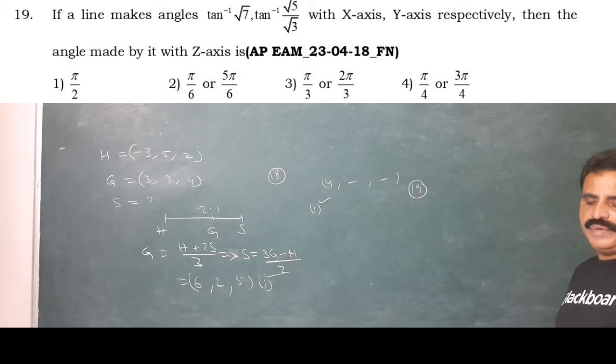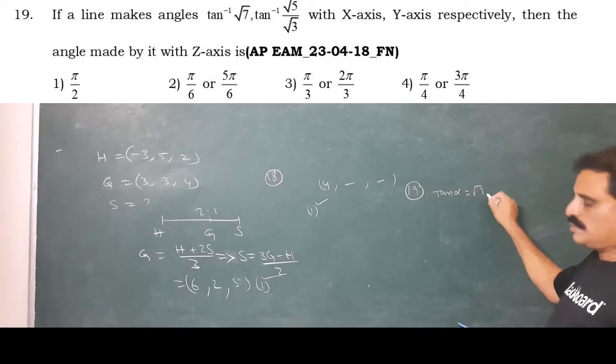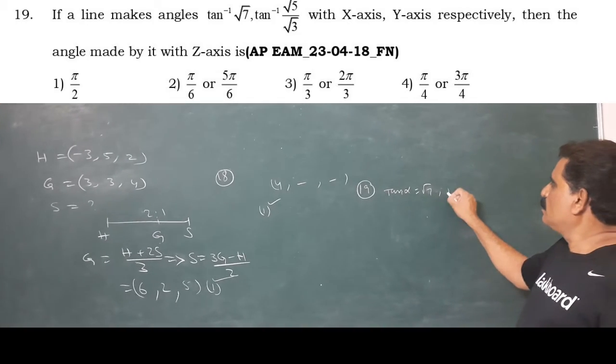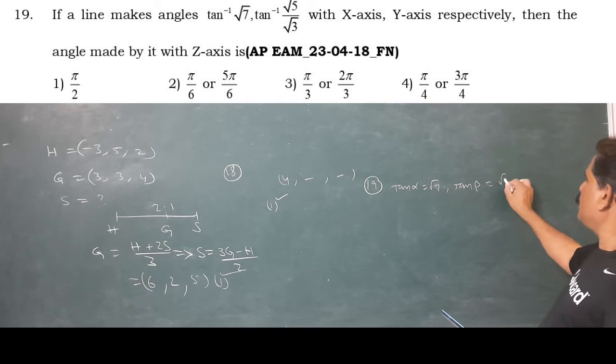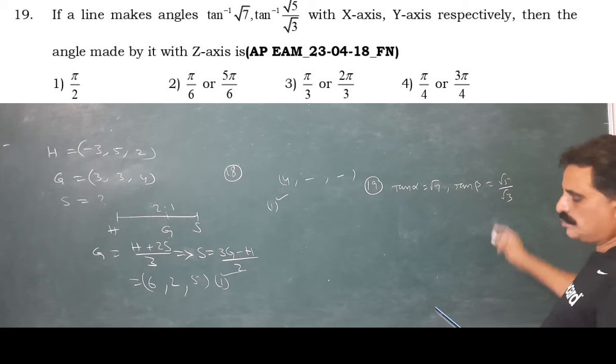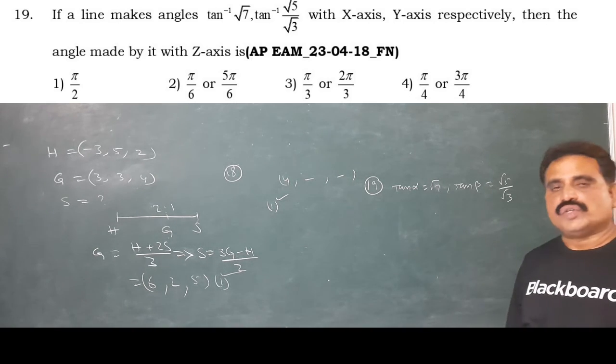Angles: if a line makes angles alpha and beta with the x-axis and y-axis respectively, tan alpha is root 2 by root 7 and tan beta is equal to root 5 by root 3. Then find the angle made by the z-axis.